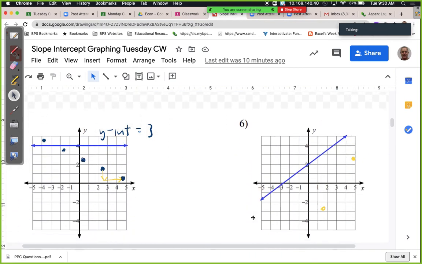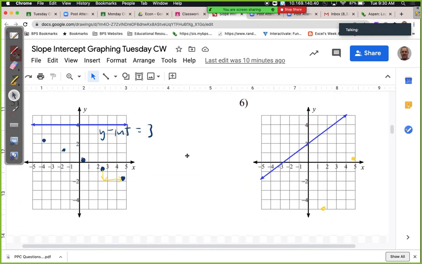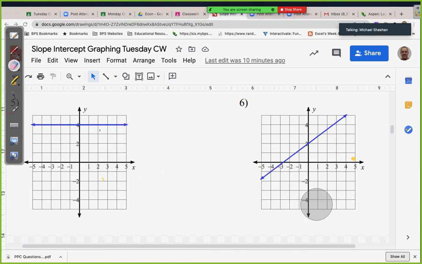Let's see. All right. So what are you thinking for your slope on number 6? Your y-intercept is 2. How about your slope? Positive 3 over 4. Good. Okay. So up how many? Over how many? 3 up, good. 4 over. Good.